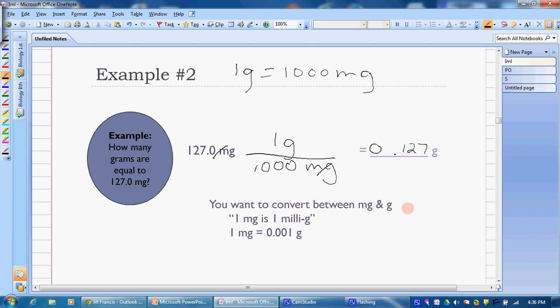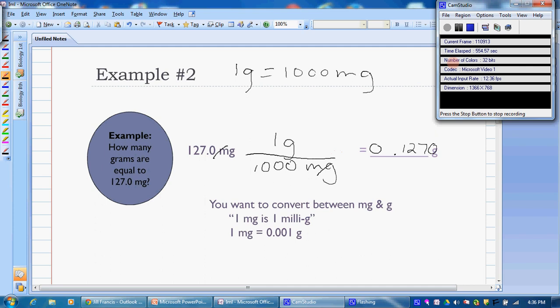0.127. Significant figures, there's 4 here, so we need to add a 0 at the end here, so we have 4 significant figures there. So that's an example of how you would convert from milligrams to grams.